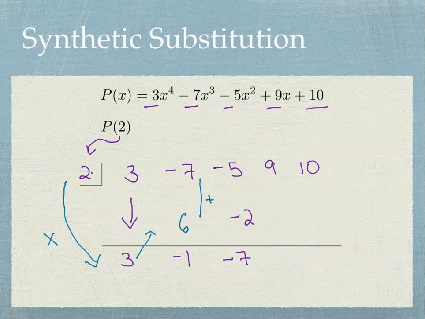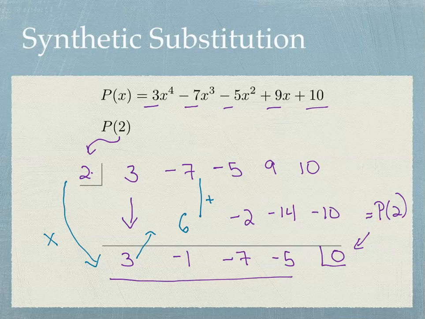Now I'm going to take 2 times -7, and get -14. And then I'm going to add 9 plus -14 is -5. Now I'm going to take 2 times -5, and I get -10. And 10 plus -10 is 0. The last number here, that is equal to p of 2. And that has a lot of implications for us. We will talk about that later. These numbers are also important. We will talk about them later.